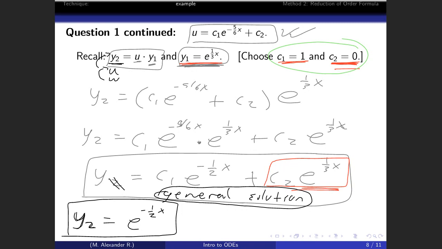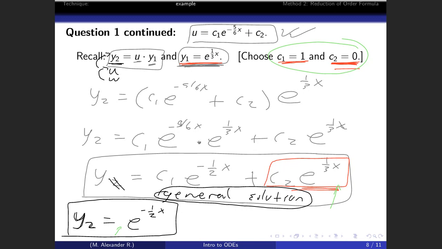But the reason that I chose c2 to be equal to 0 is because I want to delete my y1 function. And then I made the c1 equal to 1 because I want to have just the function without any extra numbers here on my y2 formula. All right, so that's the first method.